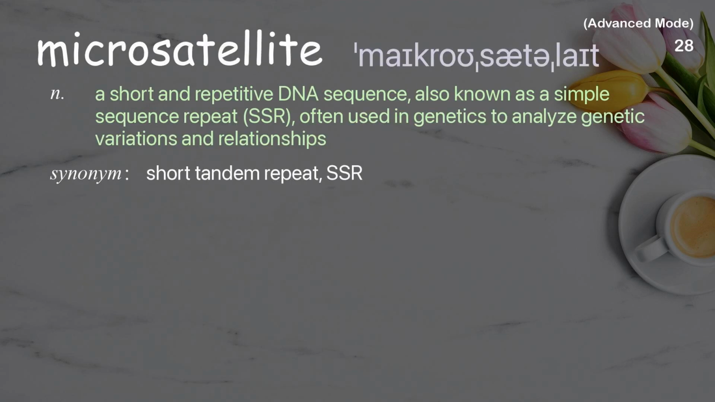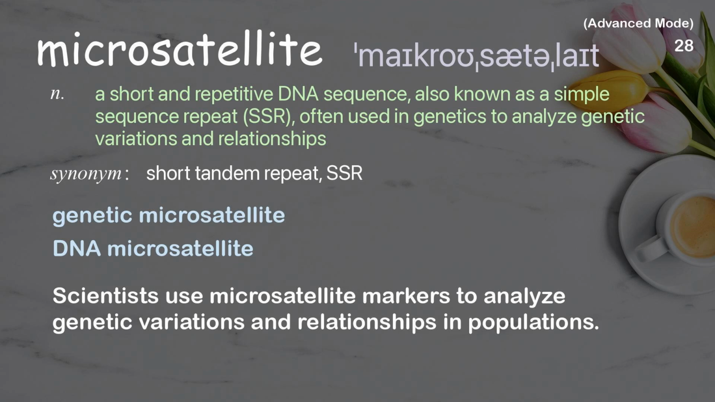Microsatellite. A short and repetitive DNA sequence, also known as a simple sequence repeat, SSR, often used in genetics to analyze genetic variations and relationships. Examples: genetic microsatellite, DNA microsatellite. Scientists use microsatellite markers to analyze genetic variations and relationships in populations.